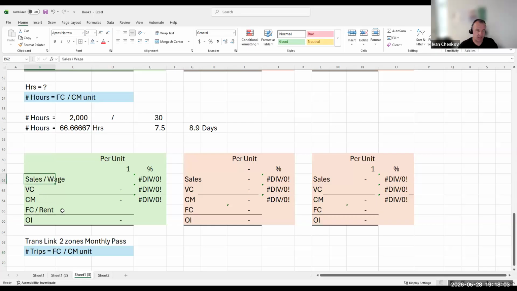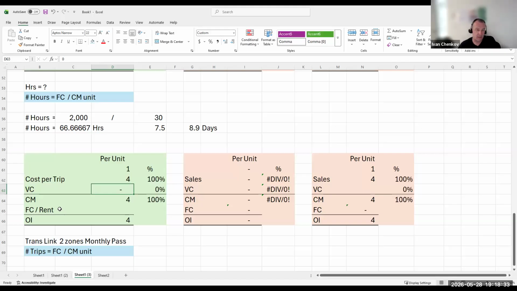So what we're going to get first is the trips, the cost per trip. If you're using the single ticket that you have to buy for two zones, then let's say that costs you $4.25. Now the cost is going to go up. Today I just saw that the cost is going up on July 1st.